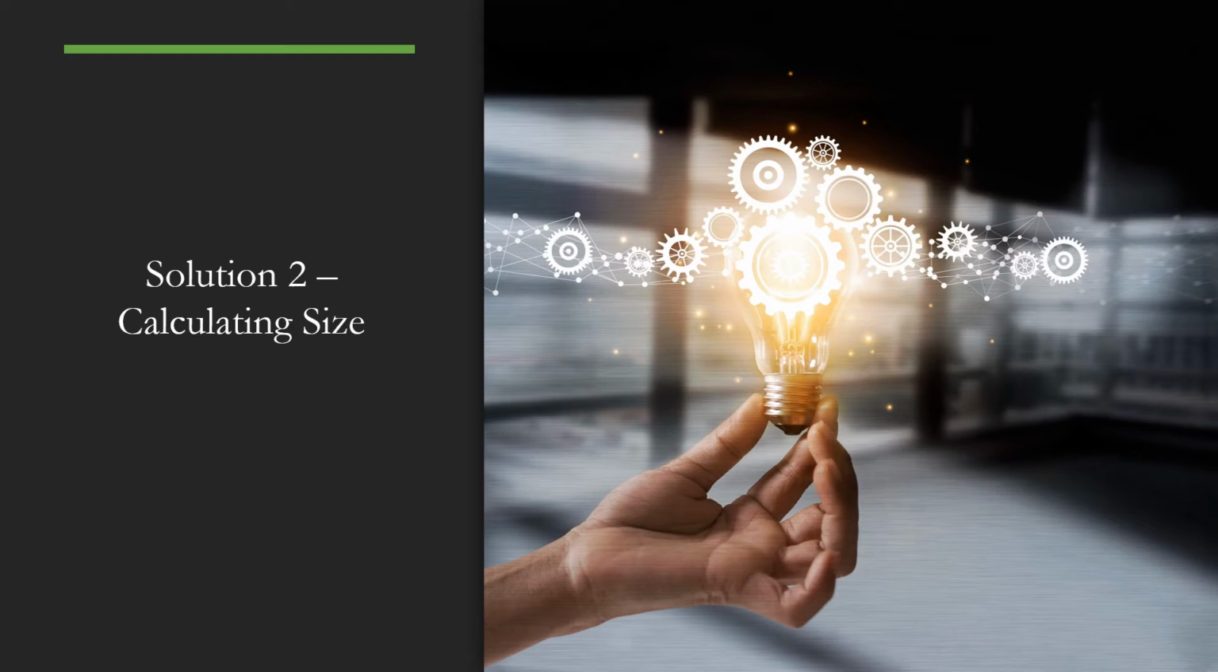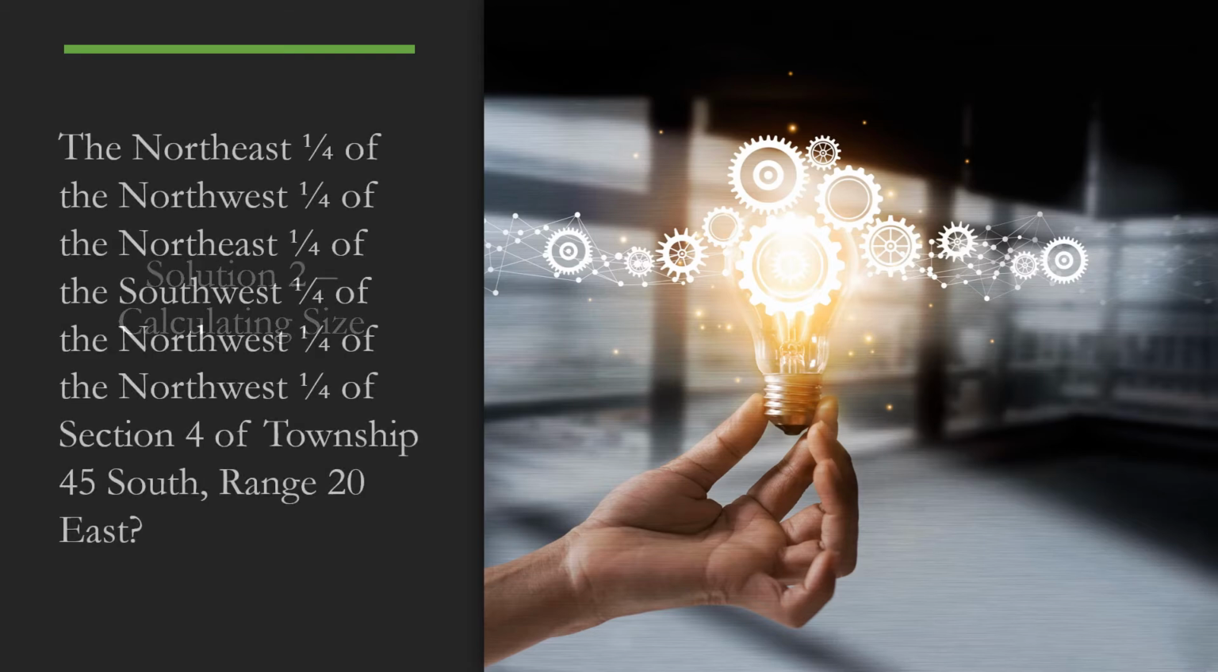Solution 2, calculating size. How many acres are in the legal description? The northeast 1/4 of the northwest 1/4 of the northeast 1/4 of the southwest 1/4 of the northwest 1/4 of the northwest 1/4 of section 4 of township 45 south, range 20 east.